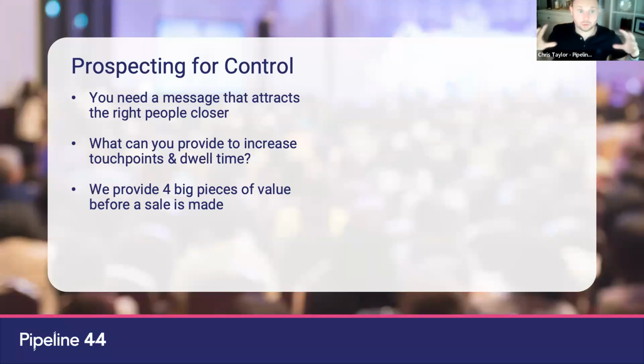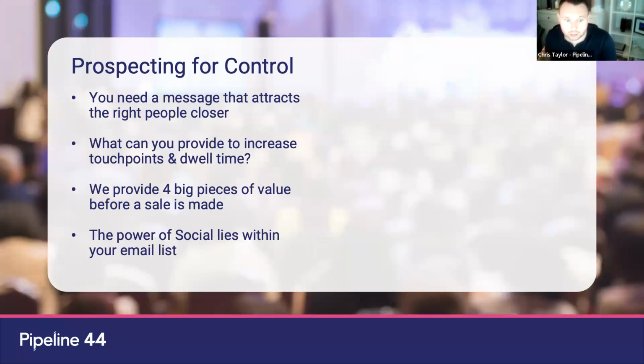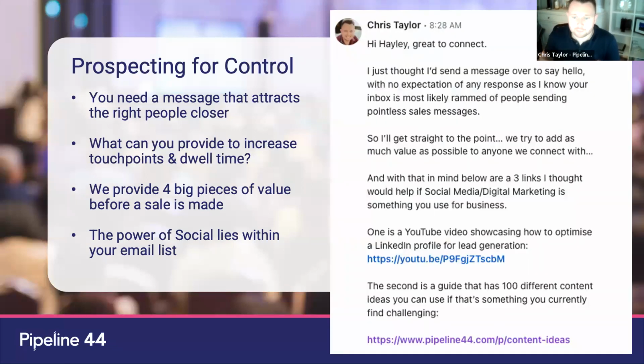For us, in our process, we have 4 big pieces of value that we provide before a sale is made. And you're going to see that process shortly. But the power of social media lies within the size of your email list. So if you haven't got one right now, start building one. And if you have got one right now, start focusing on the number. Because this sort of message, don't get me wrong, isn't the most amazing thing in the world. It's not like Shakespeare in the way that it's written. But what it does do is focus, not on starting a conversation, but on moving people off of the platform to the place where I can earn more time with them.